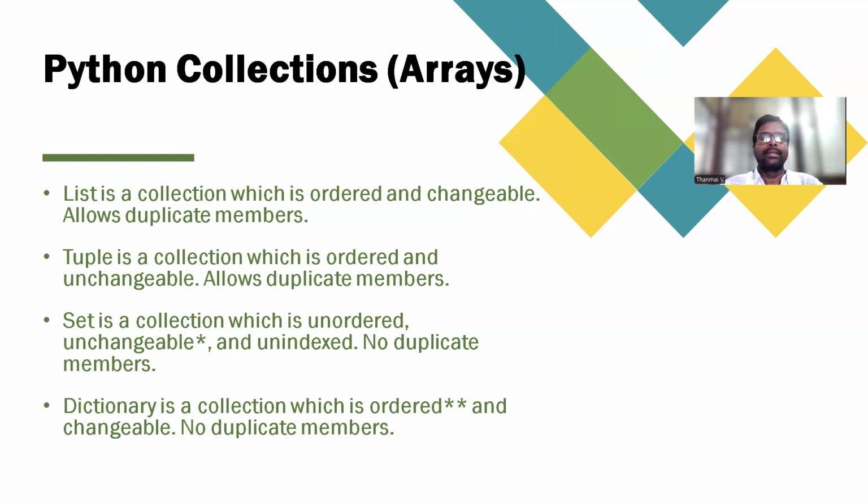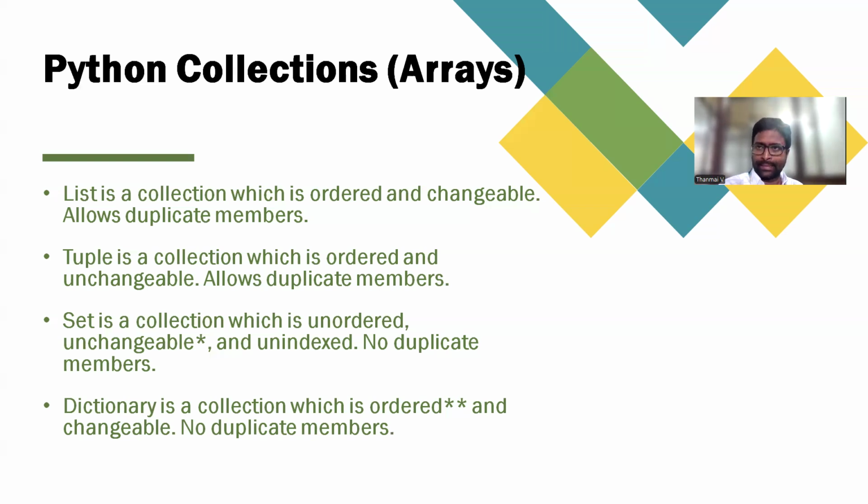Like a list, in a tuple also, you can keep duplicate elements. That means elements in a tuple collection may have duplicate values. So it will accept the duplicate values also. Like a list, a tuple also accepts duplicate values. So this is about the tuple.